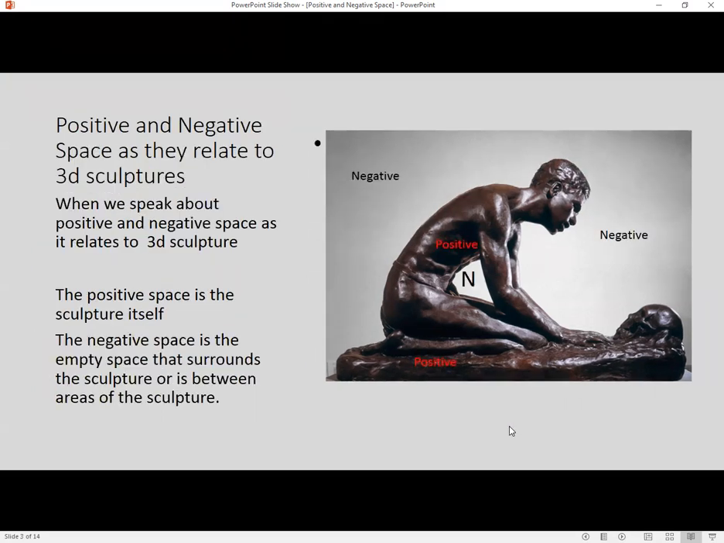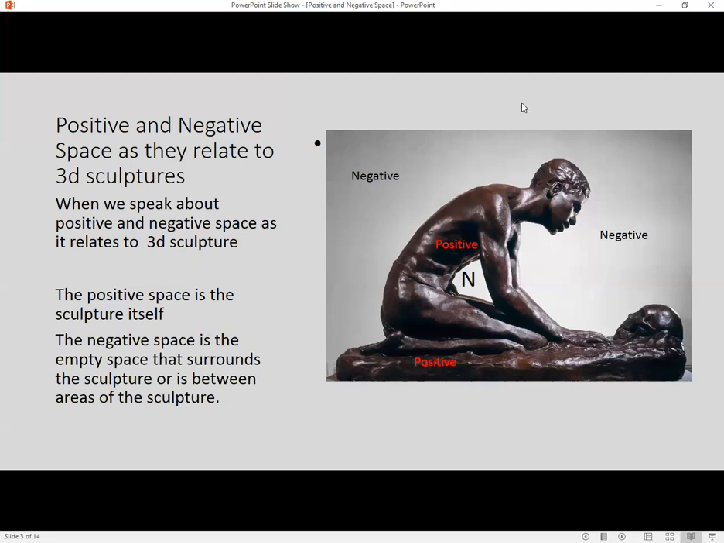When we're talking about three-dimensional artwork, positive and negative space is a little easier to comprehend. When we're referring to 3D artworks, the positive space is the solid object, the sculpture itself. And the negative space is the area that surrounds it and the area that's in between parts of the sculpture.